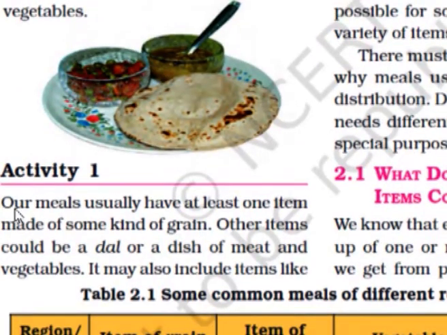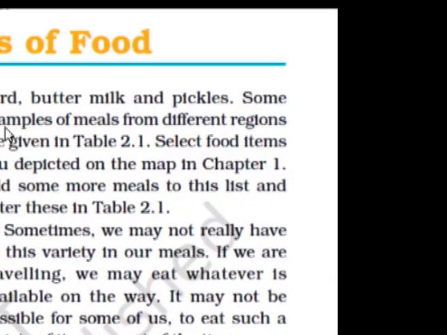Activity 1. Our meal usually has at least one item made up of some kind of grain. Other items could be dal or a dish of meat and vegetables. It could also include items like curd, buttermilk and pickles. Some examples of meals from different regions are given in Table 2.1. Select food items you depicted on the map in chapter 1. Add some more meals to this list and enter them in Table 2.1.